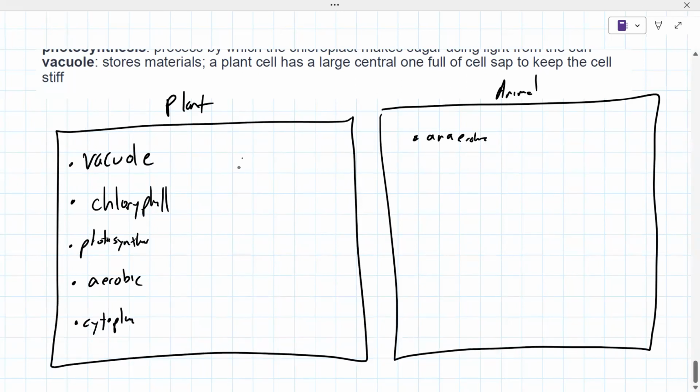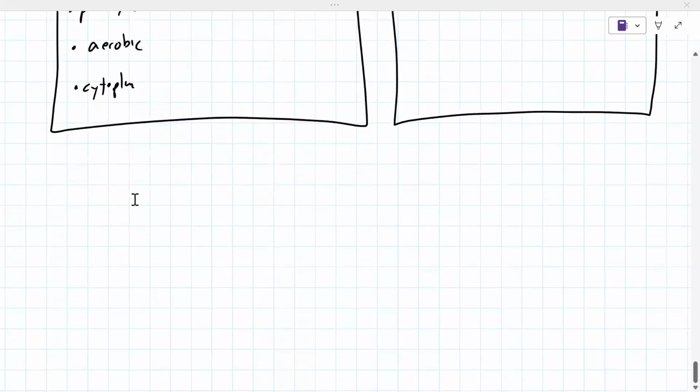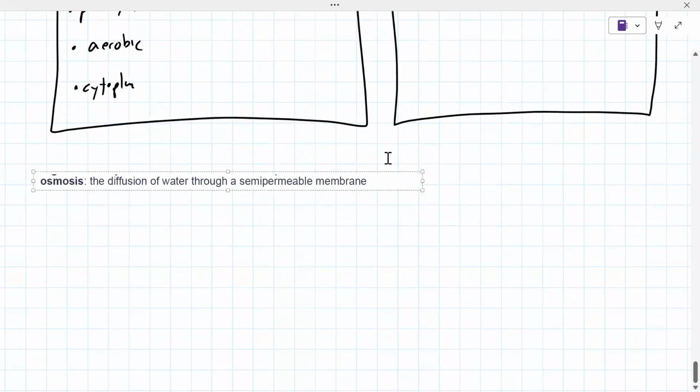So that's the big thing that I think your teacher wants you to do. And you actually see that on the questions, being able to compare and contrast. So the one last thing that we didn't talk much about is osmosis, which is the diffusion of water through a semi-permeable membrane. Can you think of any examples of osmosis?